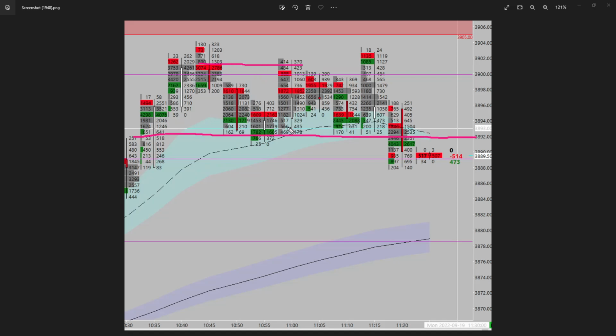But now we finally came back to the cloud. Sellers now we could see are trying to move down. So what does this set up for us? This is going to be fuel for market makers. Market makers are going to want to run these people's stops. That's exactly what happens here.